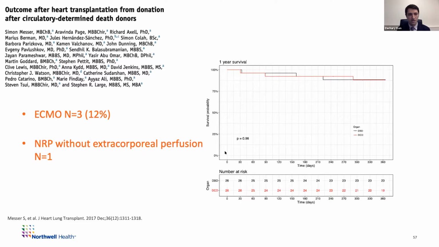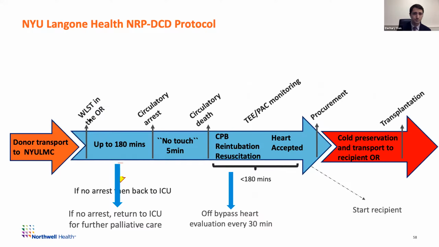Similarly, the outcomes, as we saw earlier, were excellent in the DCD group, and they did have around 3 patients, or a 12% rate of ECMO utilization, which was lower with NRP than with OCS direct to transplant. So this is the protocol that we put together.